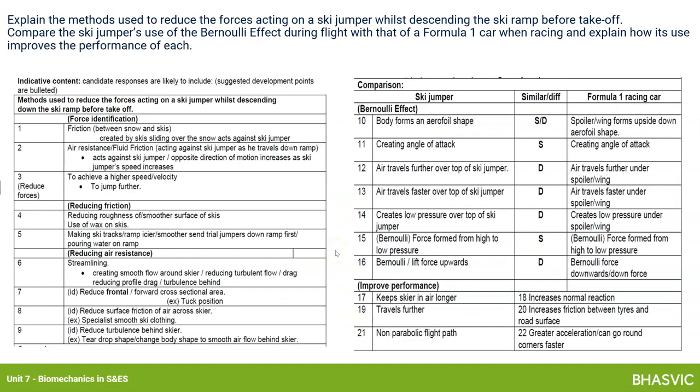Again, here's another more extensive A-level question, which requires you to compare the Bernoulli effect for an F1 car and for a ski jumper. So both examples we've talked about, obviously they're working in opposing directions, but this is a nice level of detail to account for why and how it is applied.